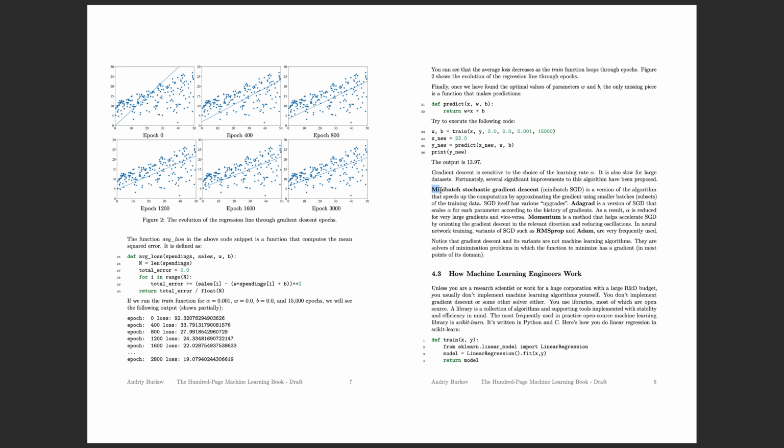So what is the solution to this problem? There is something called mini batch stochastic gradient descent, or mini batch SGD. This is a version of this algorithm that will speed up the computation, right? What it will do is split the data into smaller subsets and train itself on each subset. And this method, SGD itself, has also had many upgrades. There was AdaGrad, there was Momentum, there was RMSProp, but mainly RMSProp and Adam are the most frequently used.